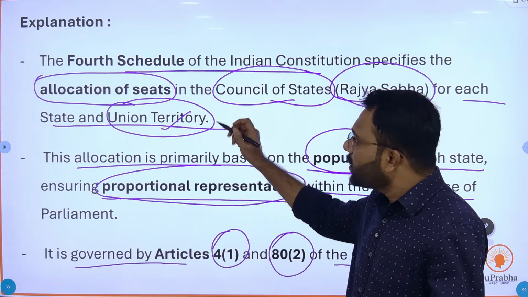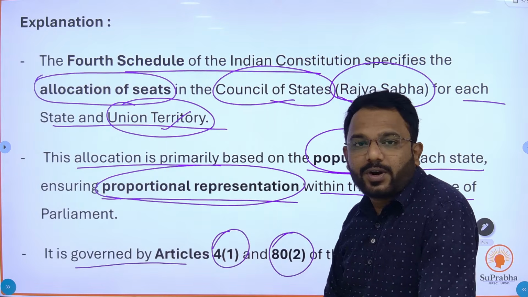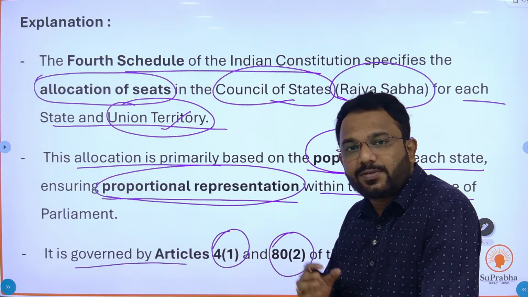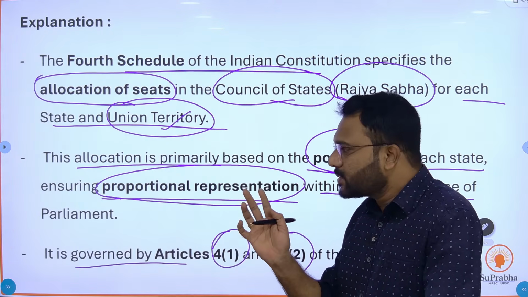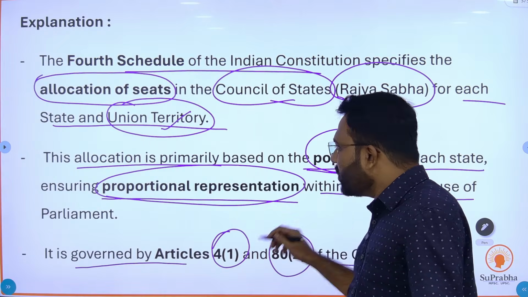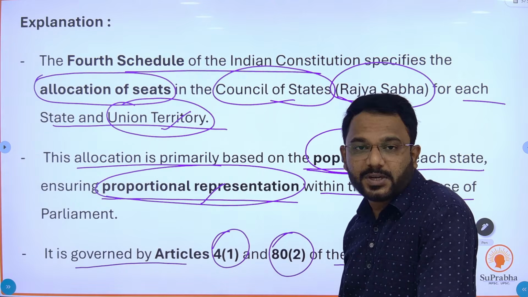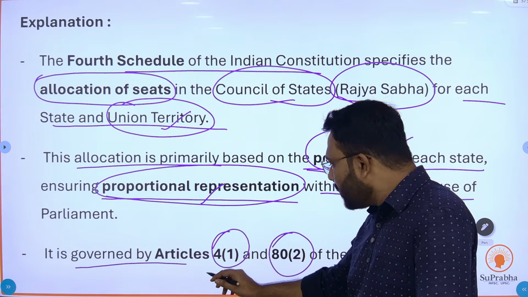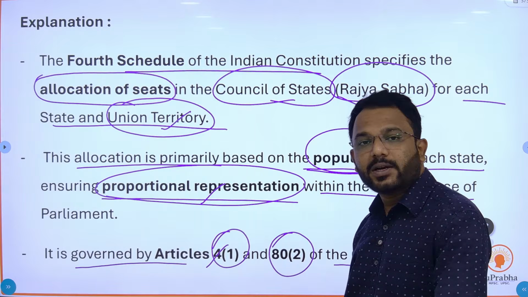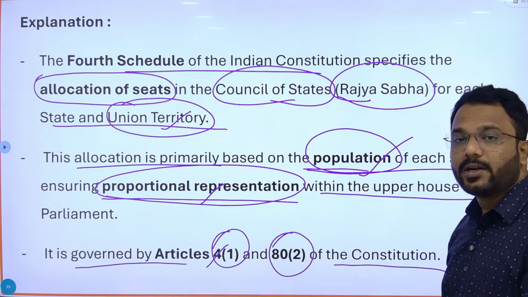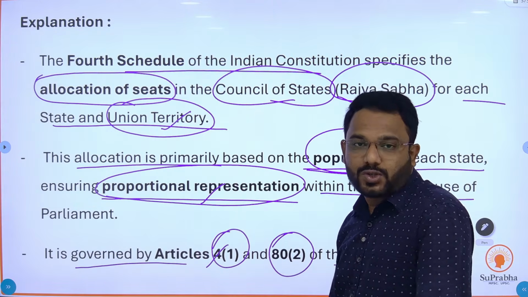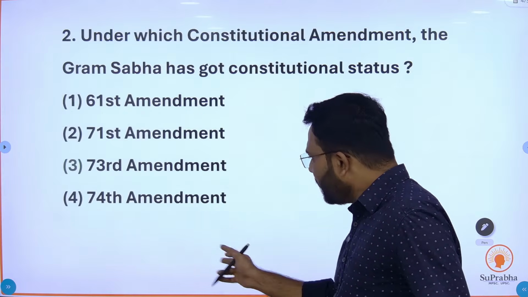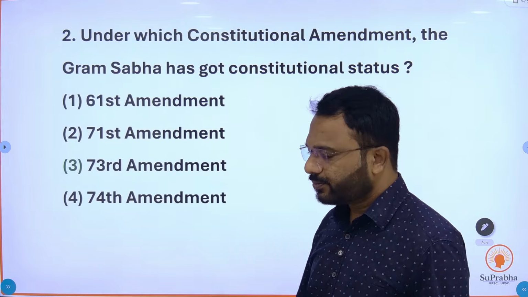First, it is concerned with the allocation of seats of states as well as union territories. Second, it is based on the population and follows the proportional representation format. Third, the most important articles related to this are 4A and 80 clause 2. Fine. Let's move on to the second question.